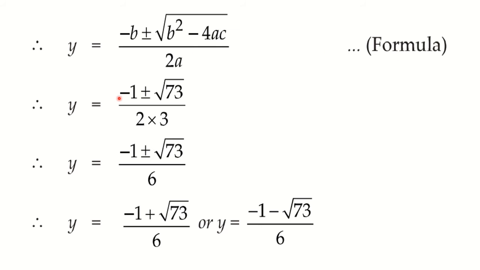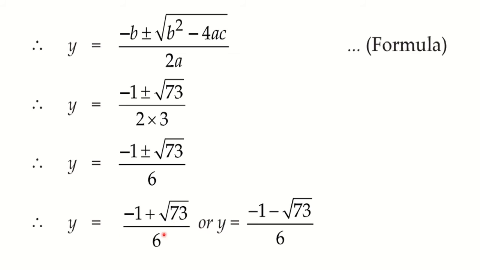As I have said, this minus sign is there and the value of b is 1, plus or minus this value we have found out as 73. So put that value and 2 into 3. Here the value of a is 3. Now this 73, you know that 73 is a prime number. We cannot factorize it. So this is going to remain as it is. So y is equal to minus 1 plus or minus under root 73 divided by 6.